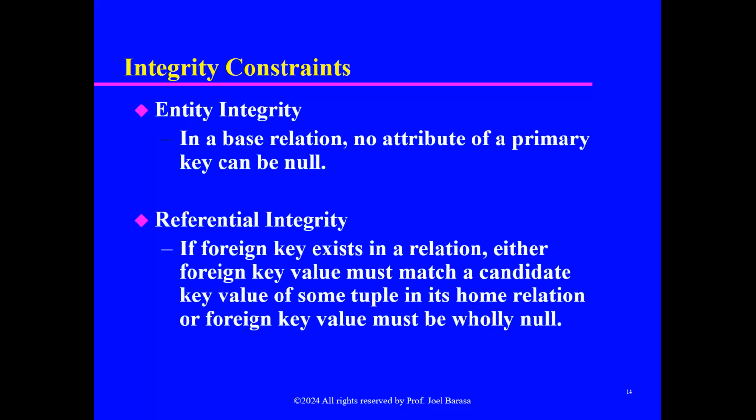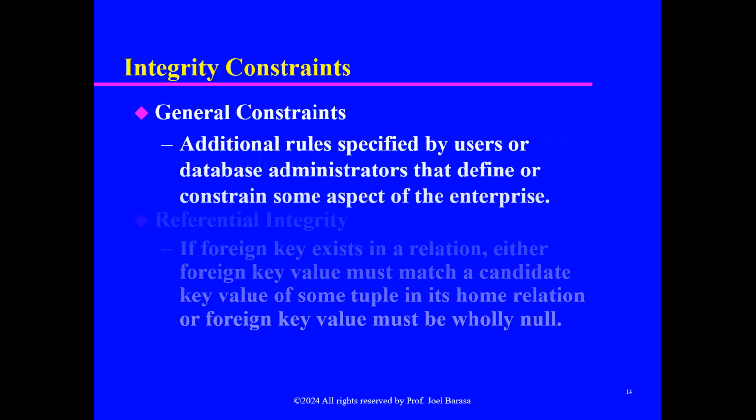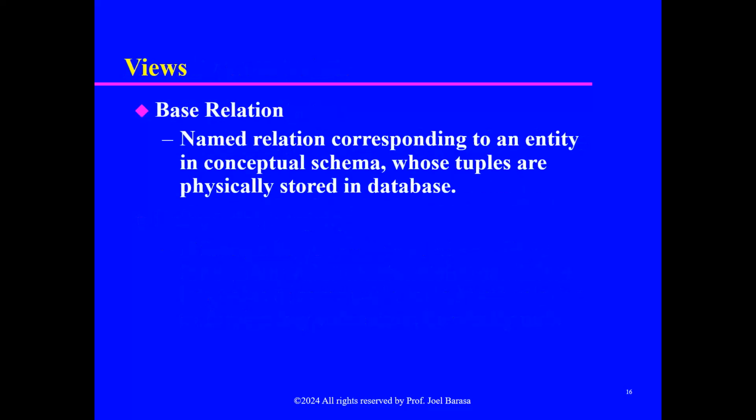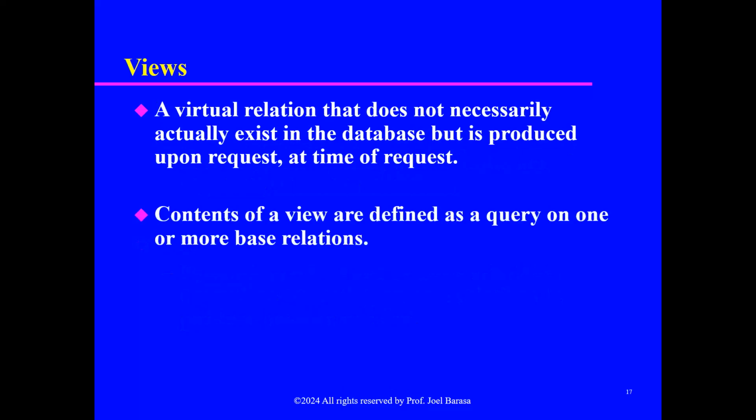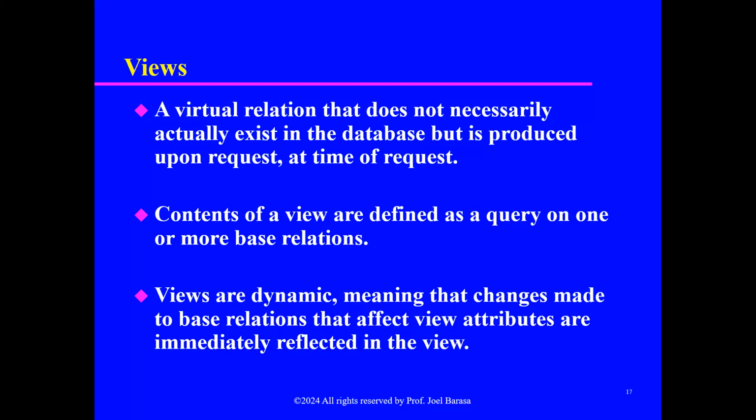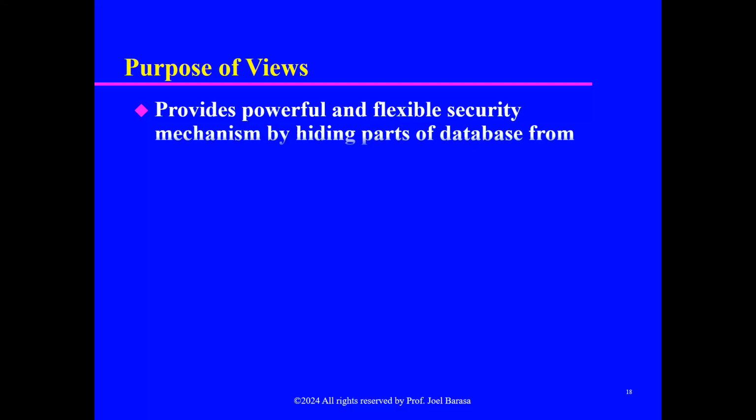Entity integrity, we have them there. Referential integrity, you can look at that. Views. So with views, we have base relations, which are named relations corresponding to conceptual entities. A view is a dynamic result of one or more relational operations operating on base relations. So that is a view. The contents of a view are defined by queries. You can use it to dynamically make modifications.